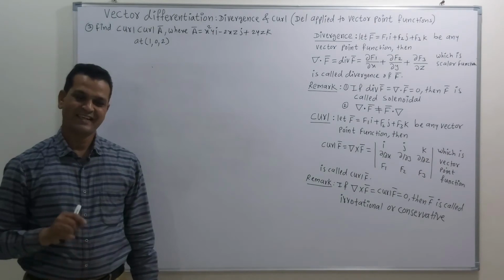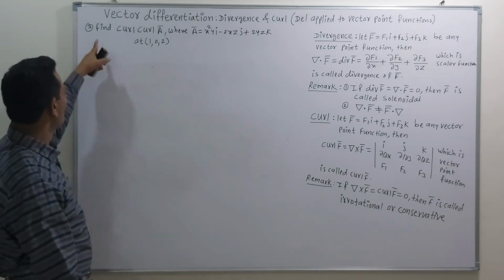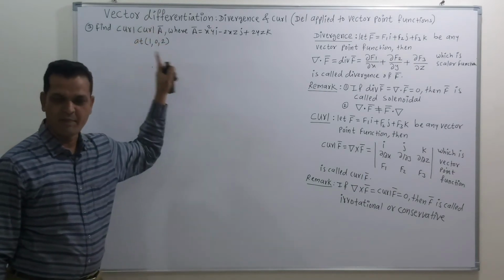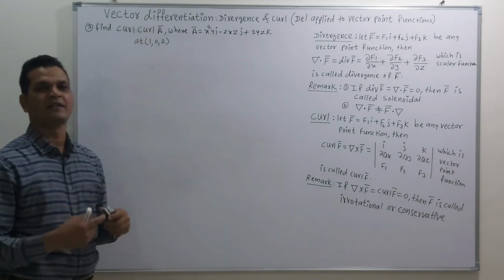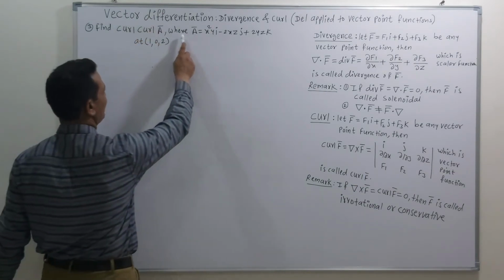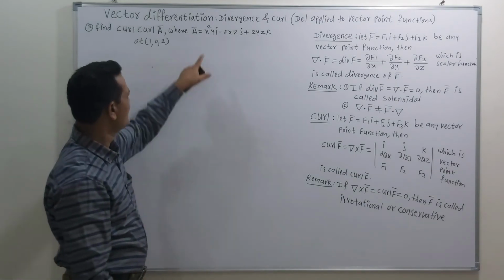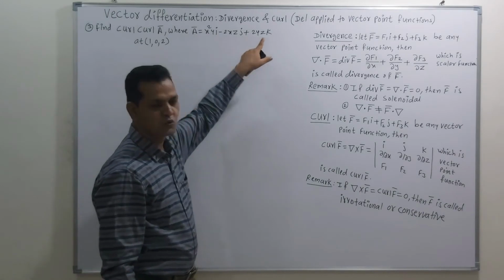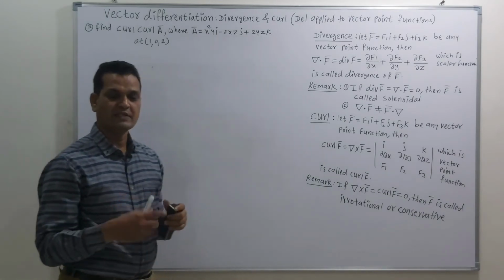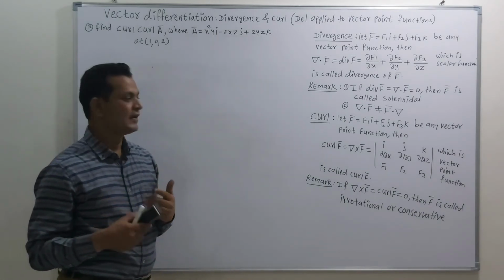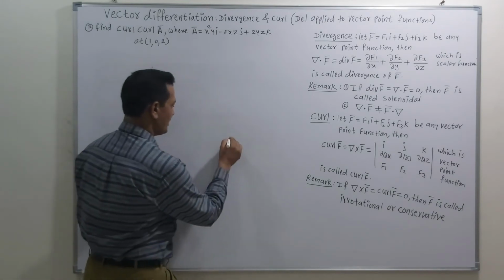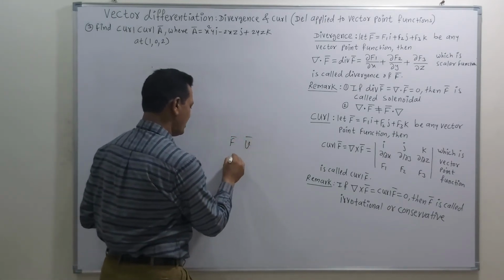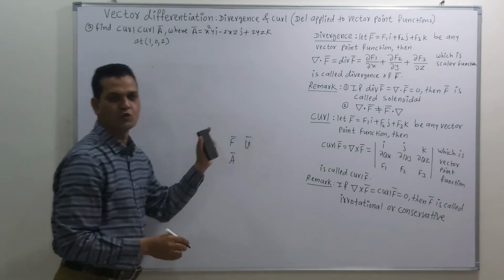So friends, here the third example is: find the value of curl of A bar, where vector A bar is given as x squared y i minus 2xz j plus 2yz k. Now friends, generally some people denote a vector by A bar, some people denote this by V bar, so these are the different notations to denote the vector.